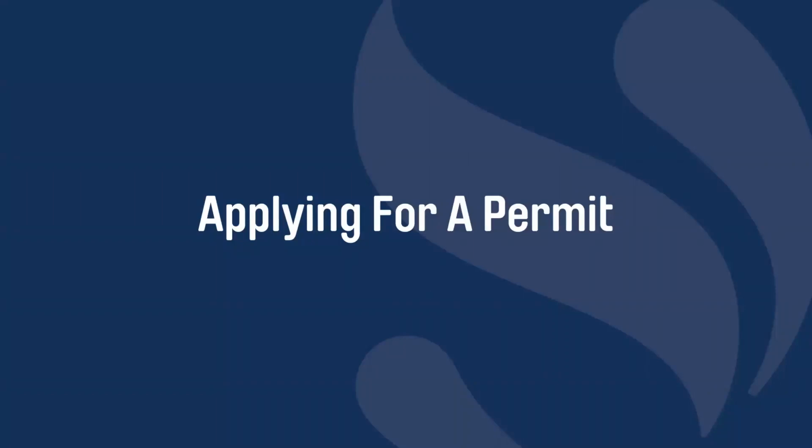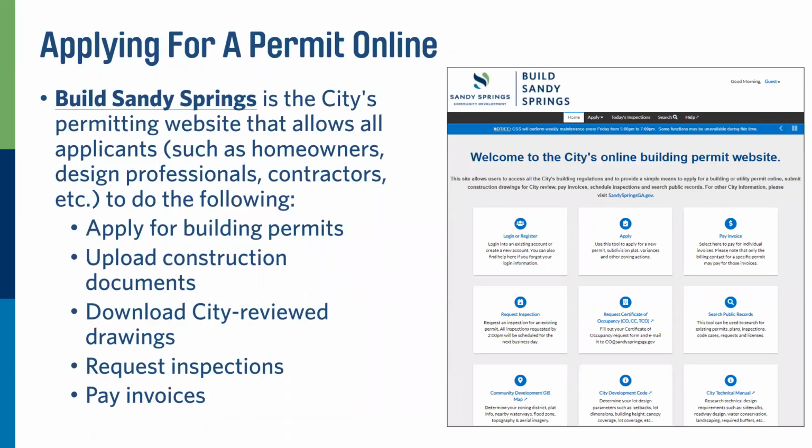So now that you guys know what's required, let's talk about how to apply for a permit. All right, there's 2 ways to do it in the city. You can either go online, you can go to the Village of Sandy Springs portal. All right, it looks like this. I think most people are starting to do that now.